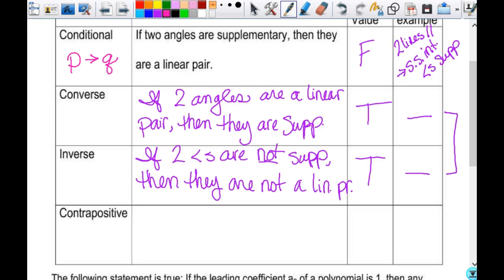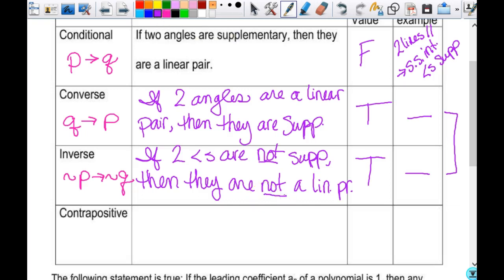So then the converse is if Q then P, right? And then the inverse is when we negate the conditional. So if not P, then not Q. So we have if two angles are supplementary, then they are a linear pair. If two angles are a linear pair, then they are supplementary. And then if two angles are not supplementary, then they are not a linear pair. I think the first time I wrote it, I left out that word not.